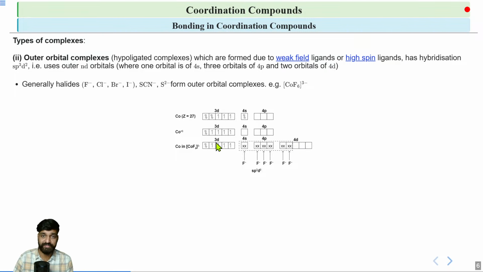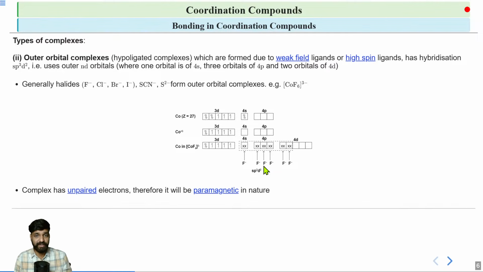In the previous case, we have 3d, 4s and 4p involved. But in this case, it is 4s, 4p and 4d involvement. Okay. So as I said earlier, the number of unpaired electrons is 4. Therefore, it is capable of showing paramagnetic nature. Okay. So this complex is paramagnetic in nature. Remember the names of weak field ligands. This is very, very important to remember, because this will help you to consider which of the complexes will be outer orbital and which one will be inner orbital complex.